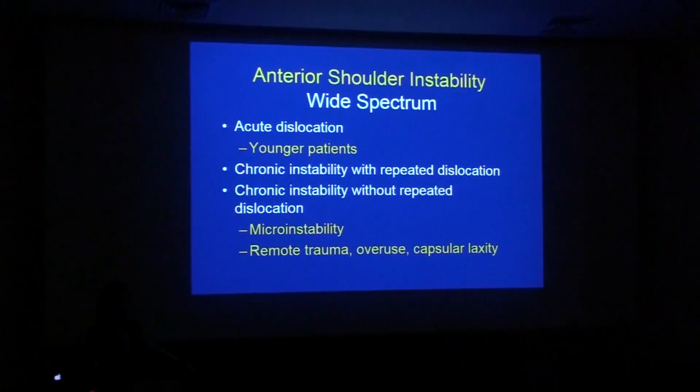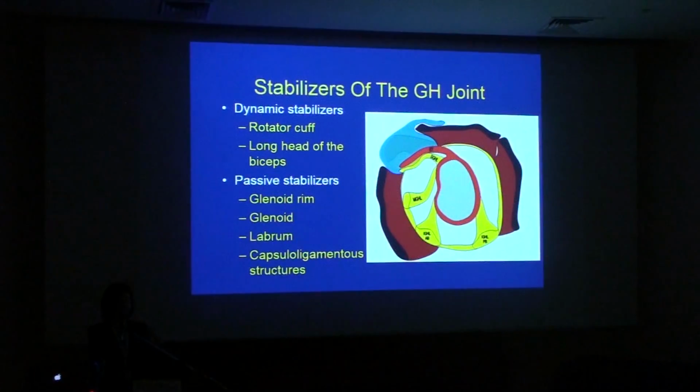I'm not really going to talk about it, but micro instability is one of them, where your shoulder kind of rocks back and forth, and there are lots of impingement syndromes associated with that. And when we have remote trauma, overuse of the shoulder, or laxity of the capsule, we can have the things that aren't the classic anterior or posterior dislocation lesions.